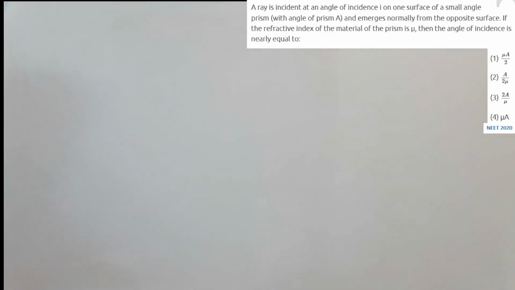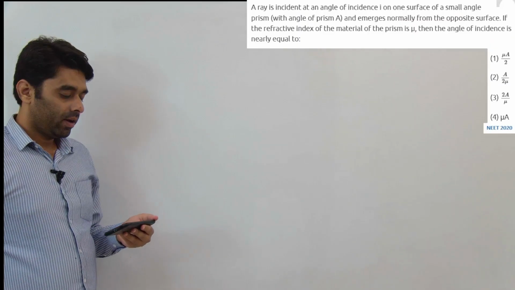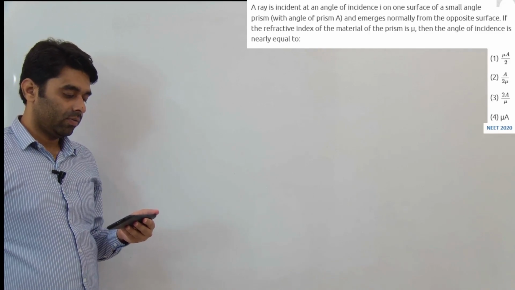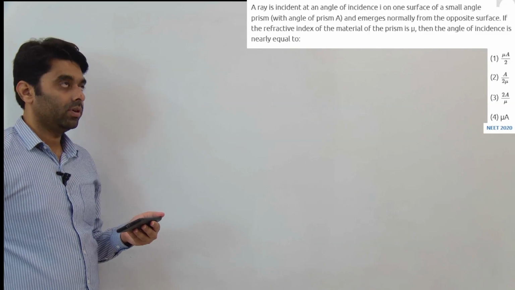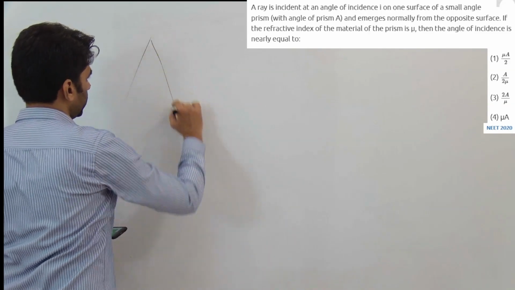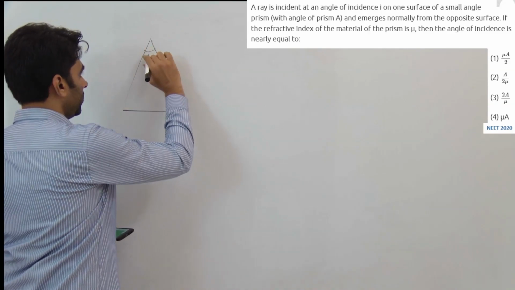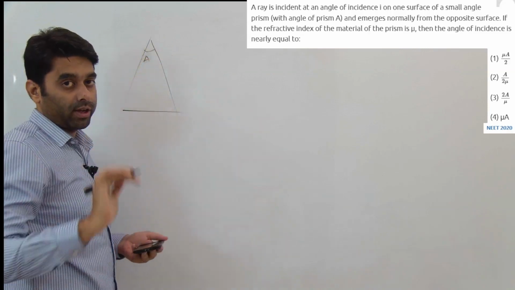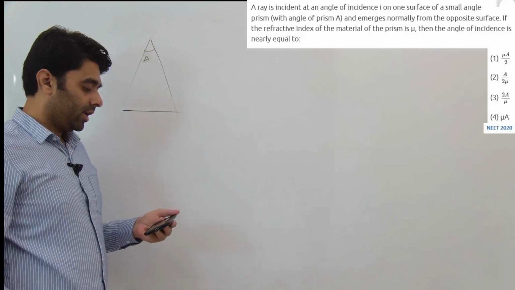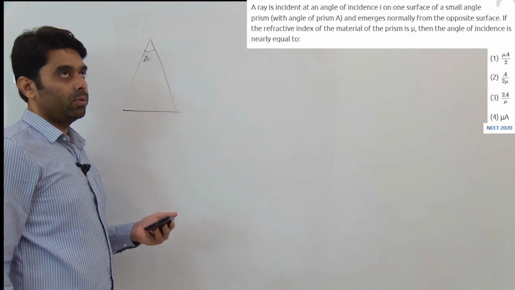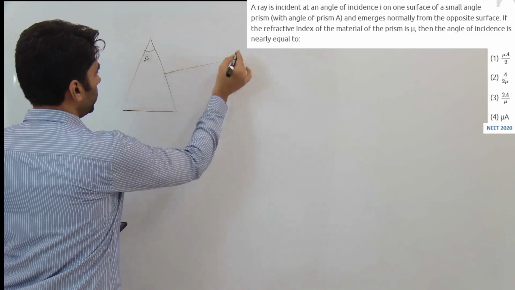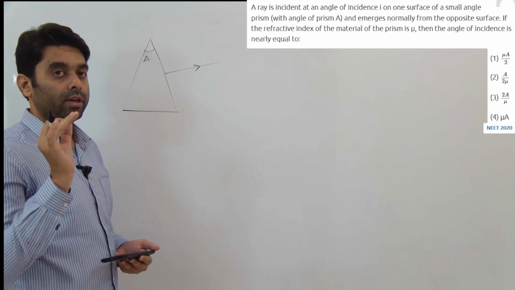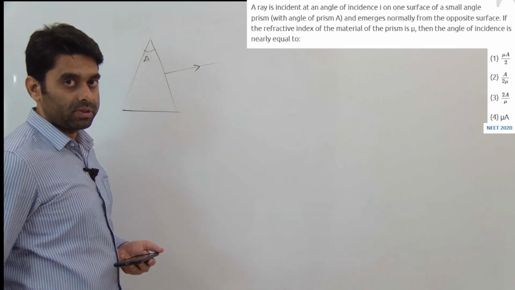Our next question is, a ray of light is incident at an angle of incidence i on one surface of a small angle prism. Let us consider a prism, small angle. Let's take the angle of prism as A, and this is a small angle given to us. Next it says, and emerges normally from the opposite surface. Over here it is coming out normally. The angle of emergence is 0 degrees.